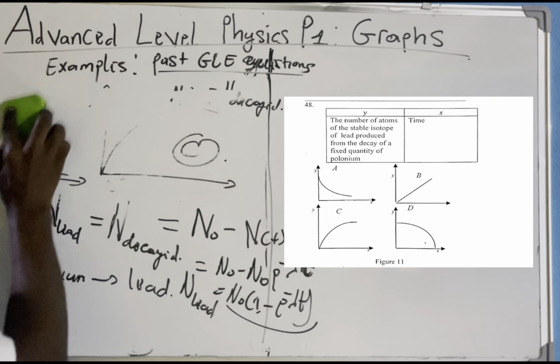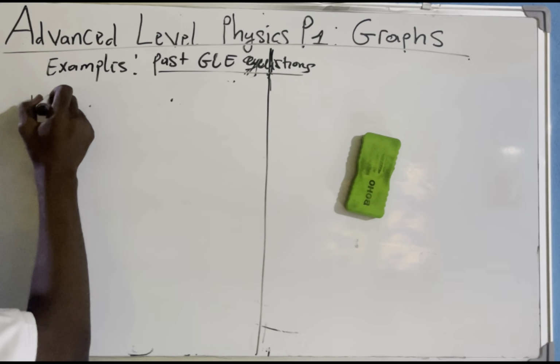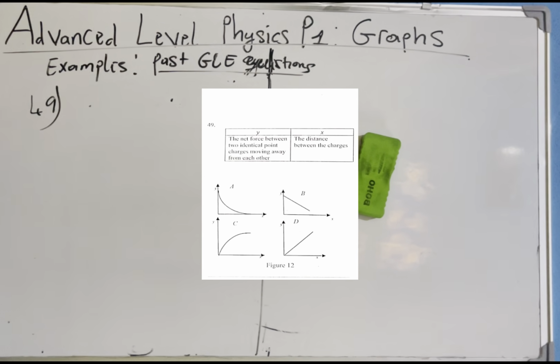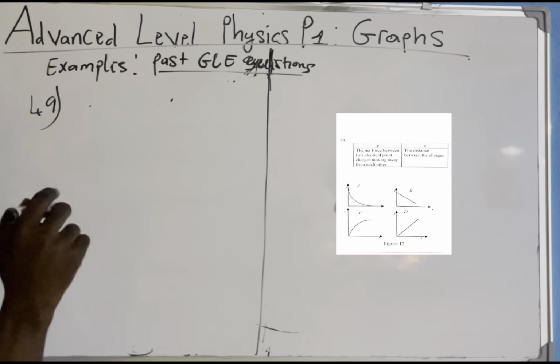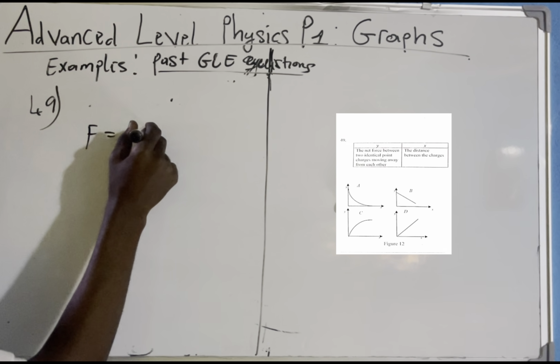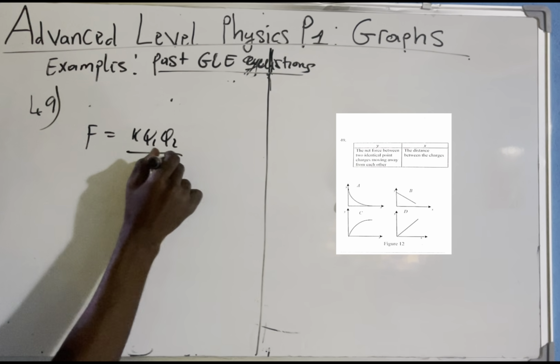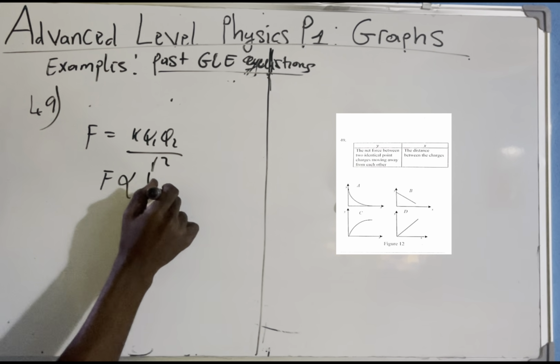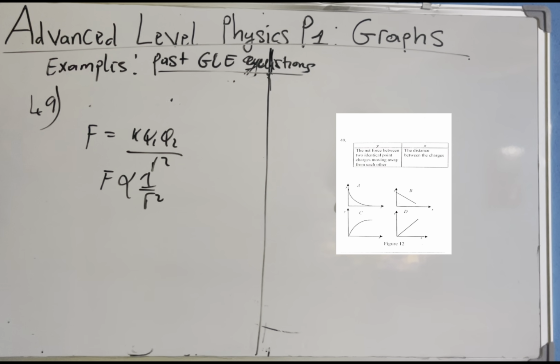Now let us go to question 49. The net force between two identical point charges moving away from each other, the distance between the charges. Easy as that. We all know the net force between two charges, F, equals K Q1 Q2 all over R squared. So F is inversely proportional to R squared. So how does the net force vary?